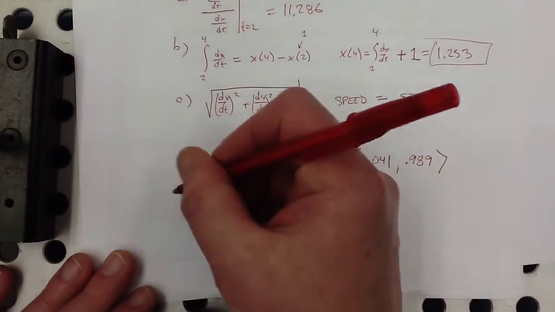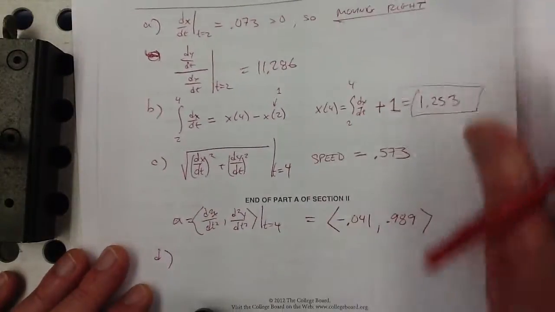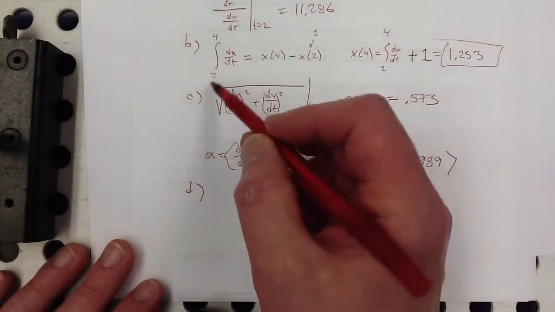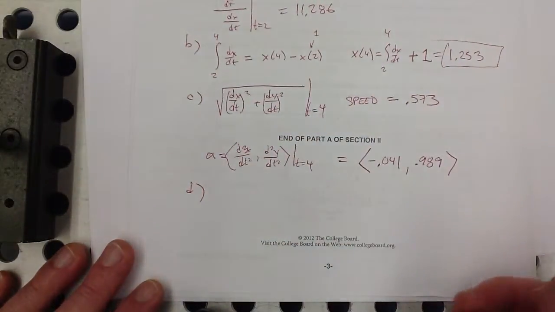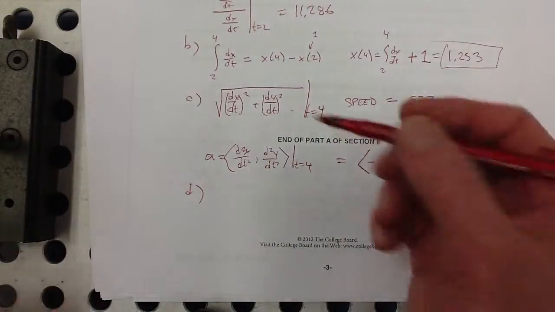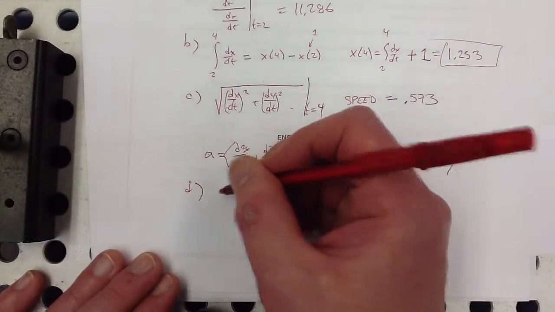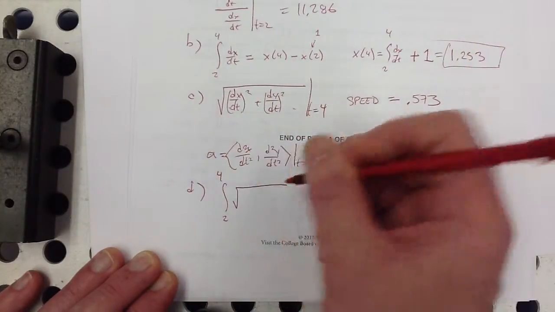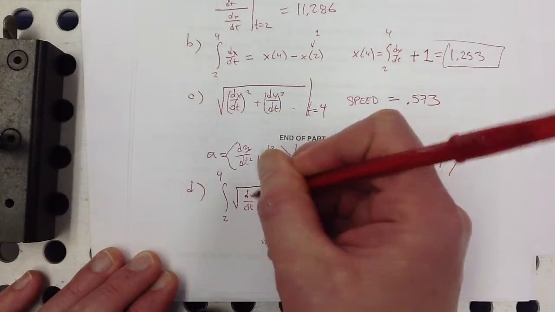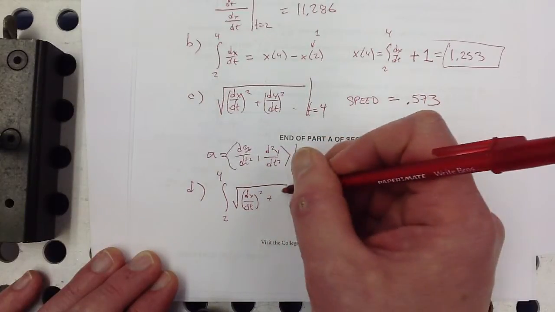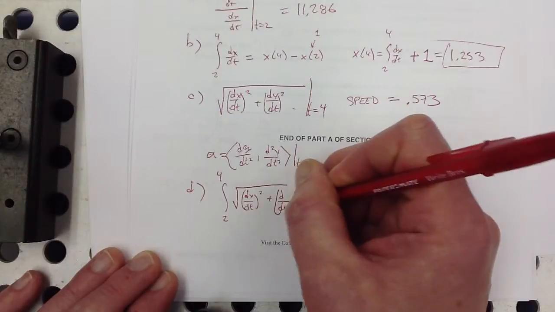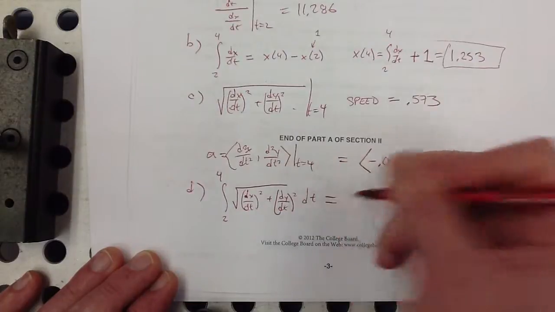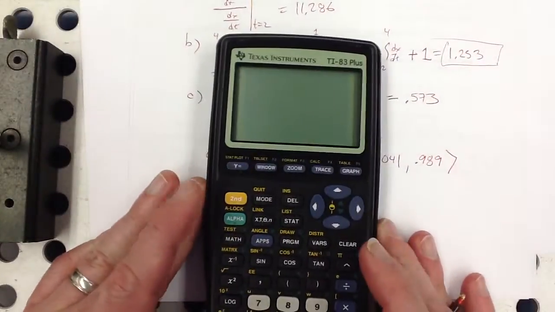Okay, last part. Find the distance traveled by the particle from time 2 to time 4. Well, it's the integral of the speed, right? The integral of the absolute value of velocity. Of course, the absolute value of velocity is speed, right? So I'm going to write it out, just because I might get some points for that. The integral from 2 to 4 of this plus this. And then we'll do it with the calculator.